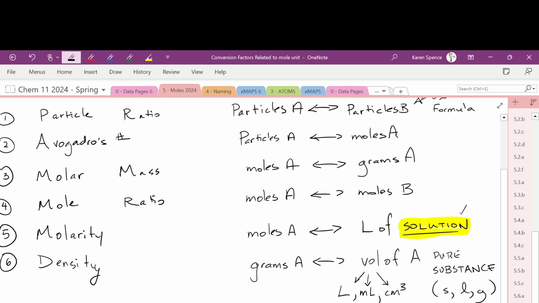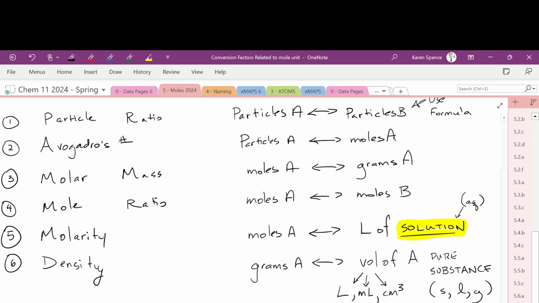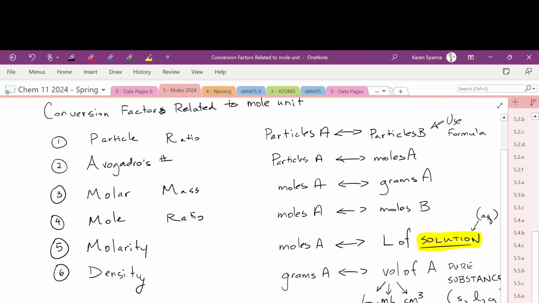Whereas the solution is aqueous. So I could say the density of aluminum is 2.7 grams per milliliter, and you could convert from a number of grams to a number of milliliters, or vice versa, a number of milliliters to a number of grams of aluminum. Okay.